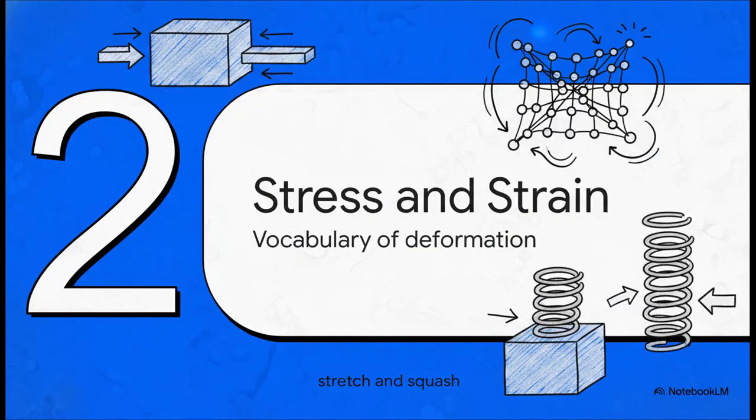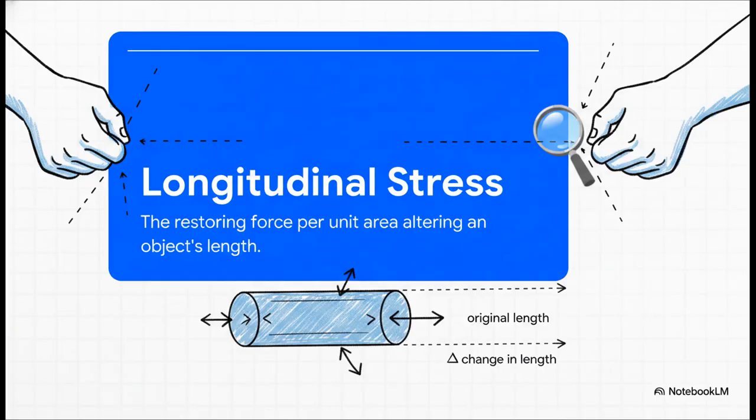Moving on to part 2. Defining stress and strain. Now that we've established that solids can in fact stretch and squash, let's lock in the official terms engineers actually use to measure all this. First up, imagine pulling on a solid cylinder from both ends. The internal restoring force that builds up per unit area inside that cylinder, we call that longitudinal stress. It's basically just force divided by area. And the result of that stress, the actual fractional amount that the cylinder stretches compared to its original length, is the longitudinal strain. So, simply put, stress is the internal pushback, and strain is the physical change in length.